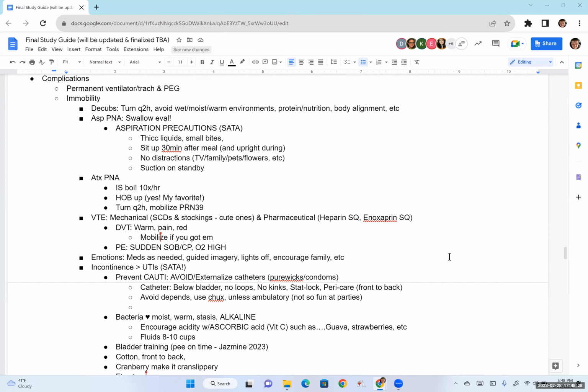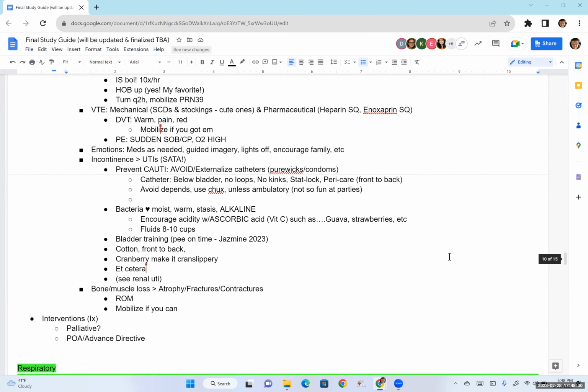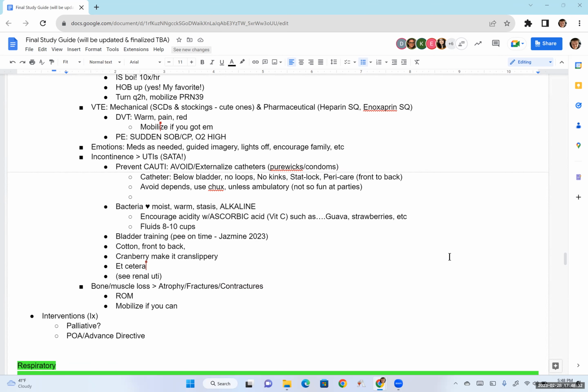All right, what else? We've got incontinence, VTE prophylaxis, and then bone and muscle loss, right? So it's a downward spiral. Elderly people lose almost 20% of their muscle mass per day when they're immobile. That's a lot of muscle mass they can lose. So you want to use it or lose it. Okay, what else? What other direction do you want to go?